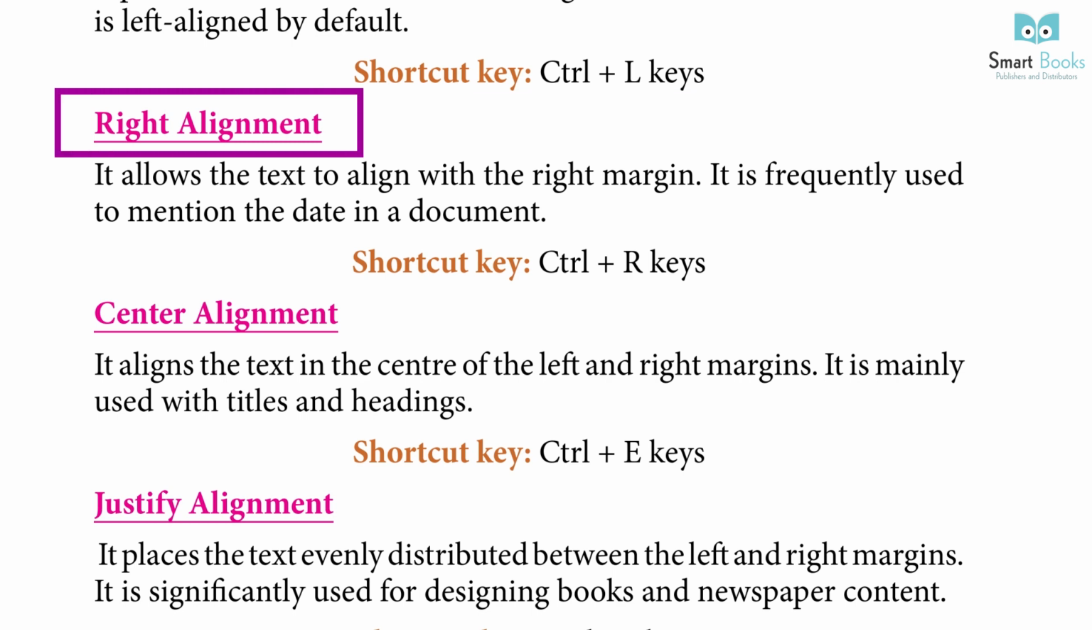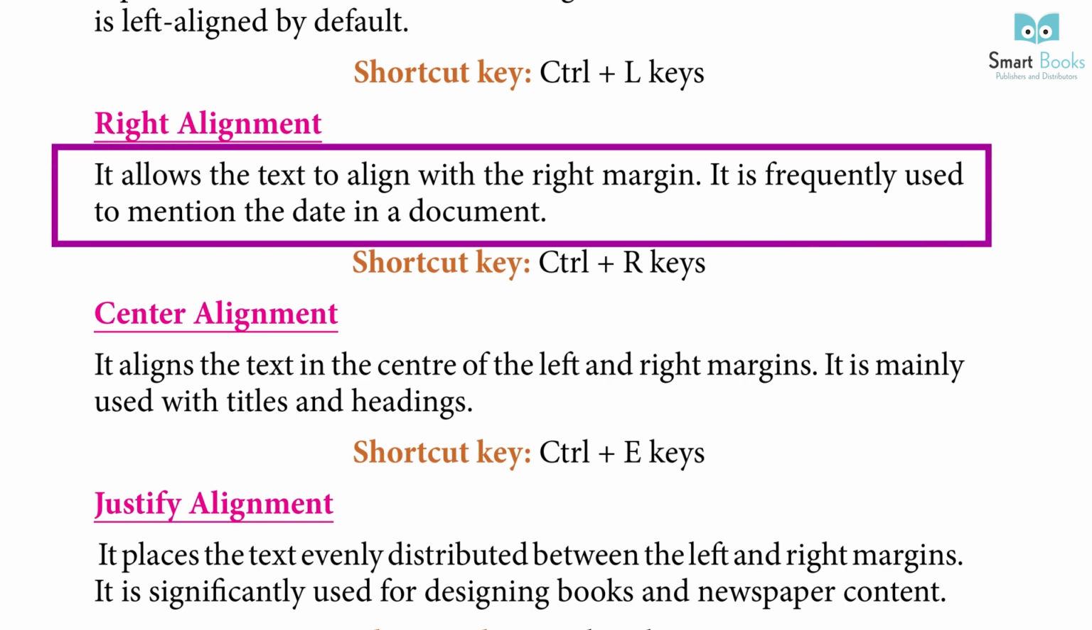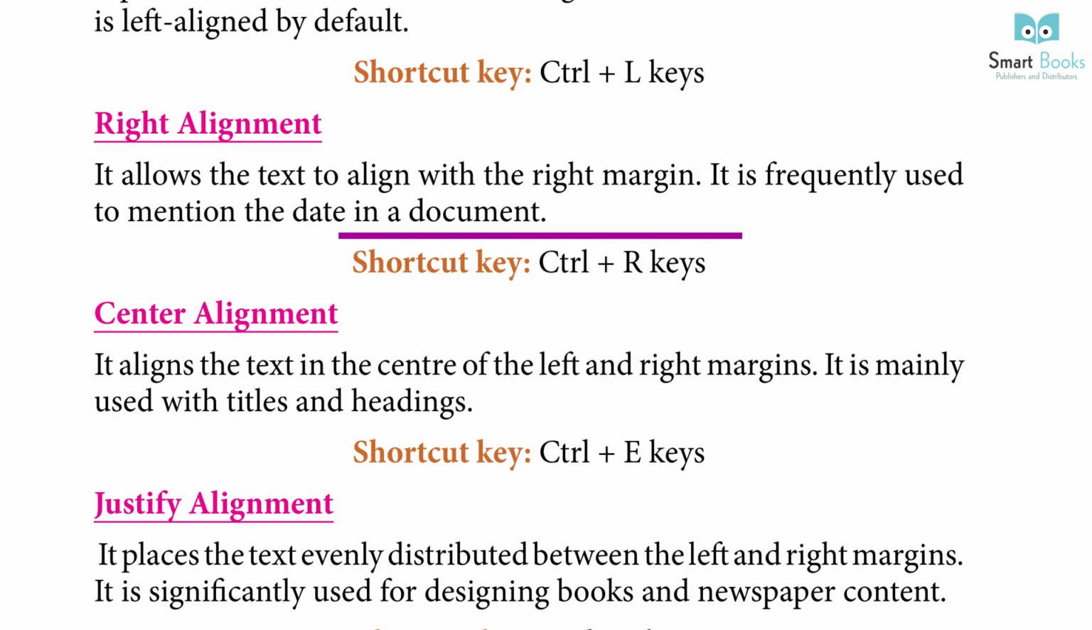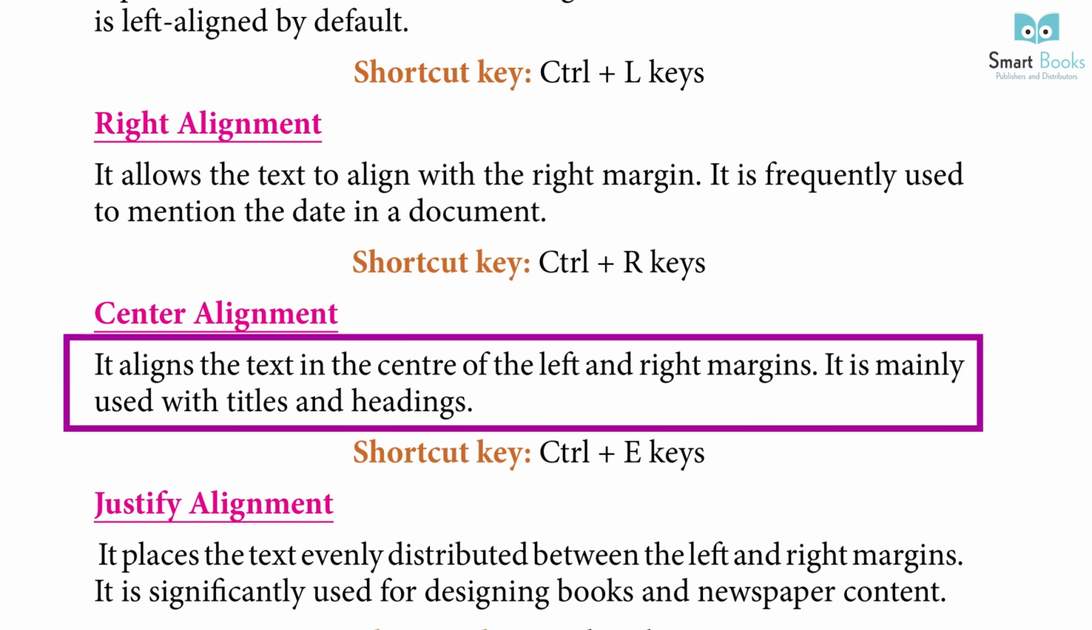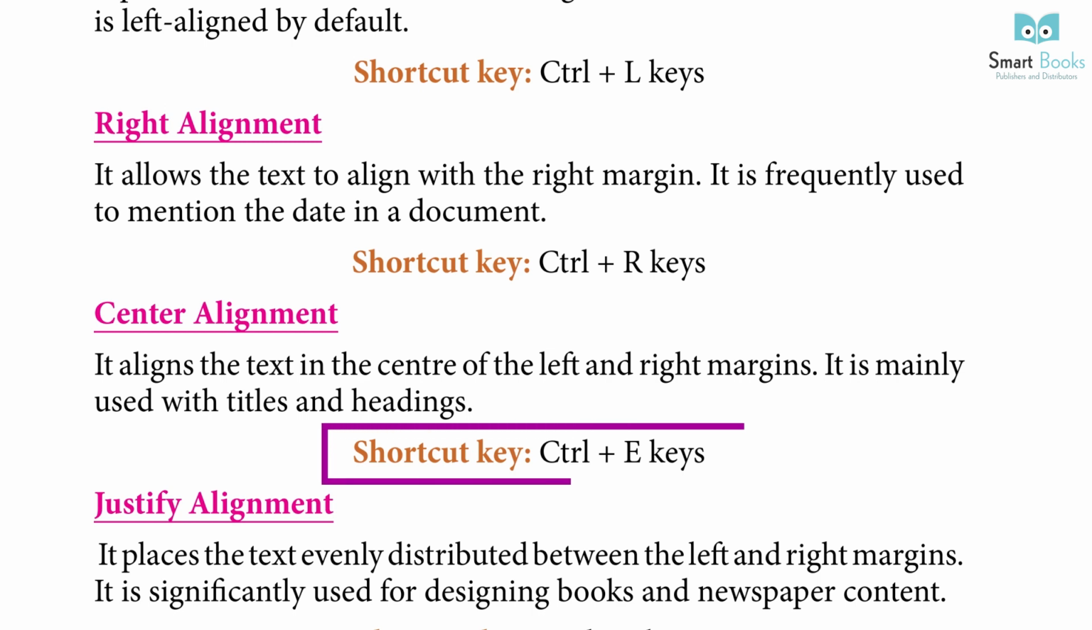Right alignment. It allows the text to align with the right margin. It is frequently used to mention the date in a document. Shortcut key Ctrl plus R keys. Center alignment. It aligns the text in the center between the left and right margins. It is mainly used with titles and headings. Shortcut key Ctrl plus E keys.